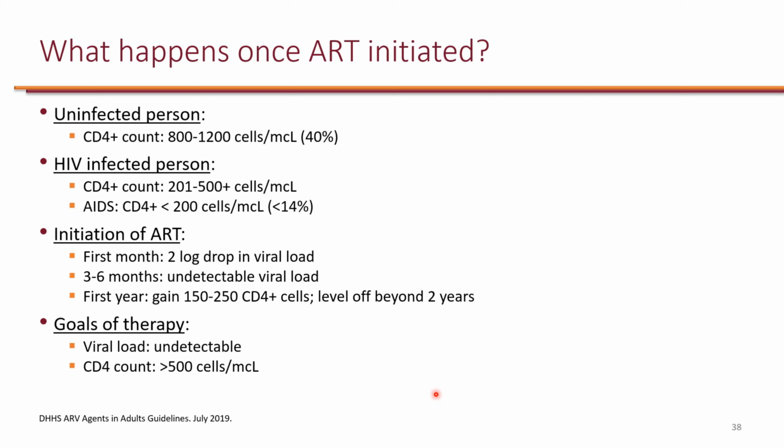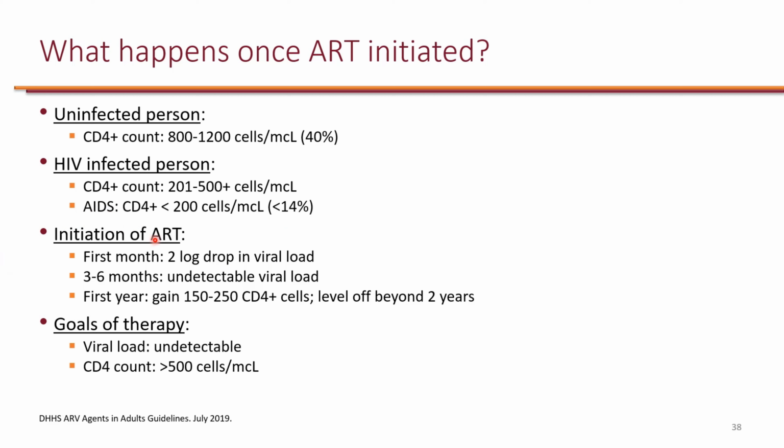Let's take a look at what happens when we initiate ART. In an uninfected person who does not have HIV, a normal CD4 count is usually around 800 to 1200 cells per microliter or more. In HIV-infected patients, the CD4 count starts to drop. So for most patients, about 200 to 500. And of course, once the CD4 count drops to less than 200, at that point, the patient has AIDS. Alternatively, if the percentage of lymphocytes that are CD4 is 14% or less, that also constitutes AIDS.